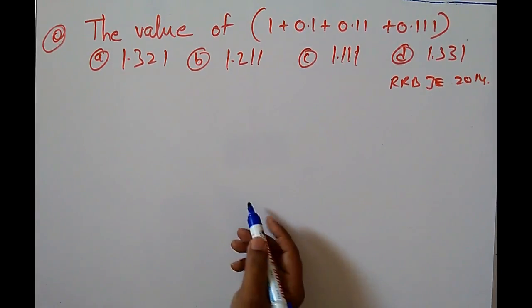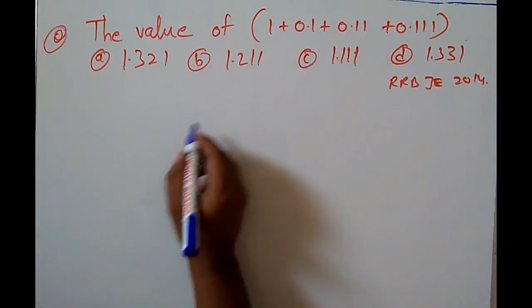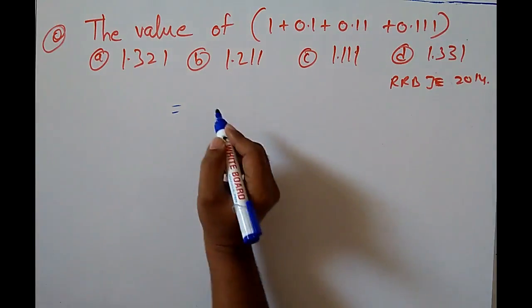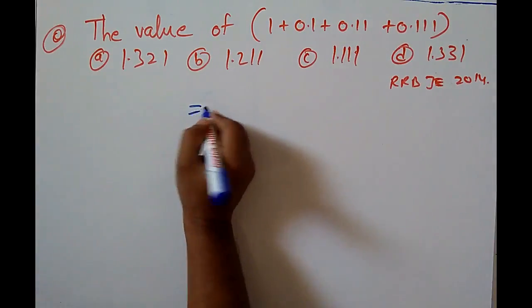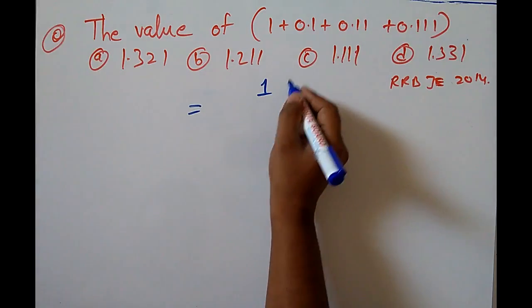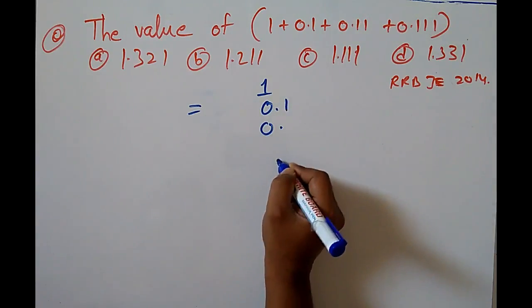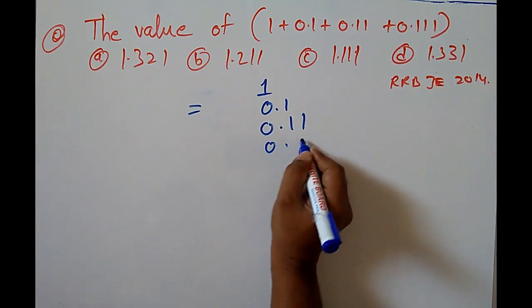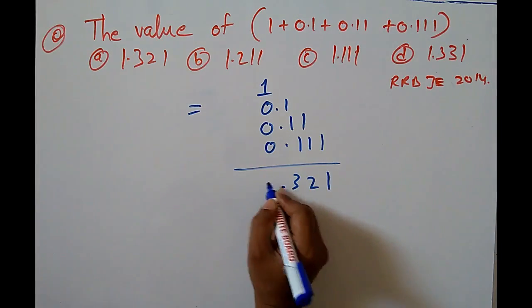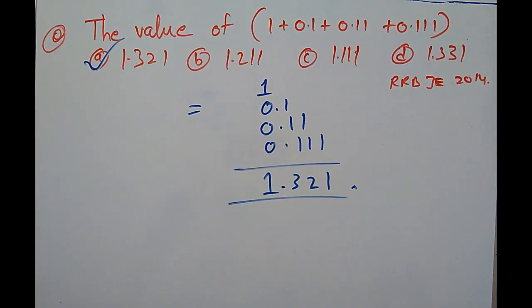There is another simple problem. The point of bringing this problem to your notice is that I want to say that this is the level of the RRB JE. You can expect these kinds of simple questions in RRB JE. So we are going to multiply. All you have to do is place the decimal points in alignment and add. So the answer is 1.321.